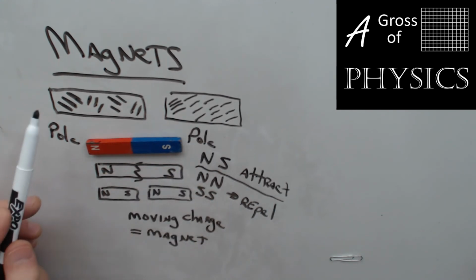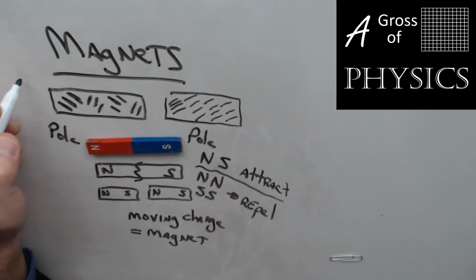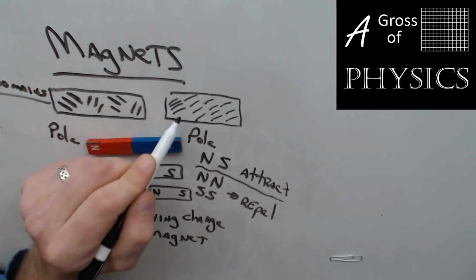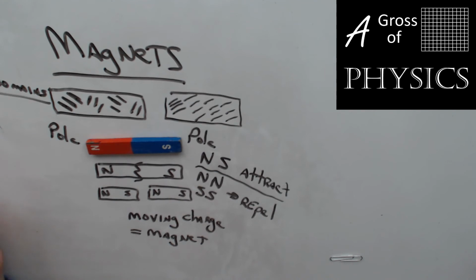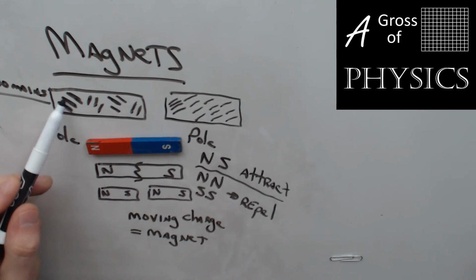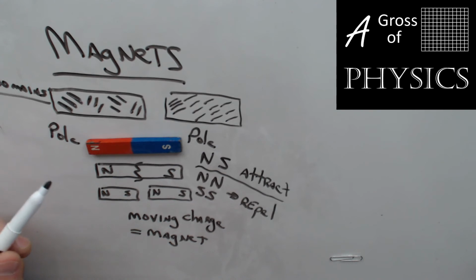And generally, the domains, which I mentioned before, will line up. This would be a magnet. This would be non-magnetic. But we can force the domains to line up in certain materials. Now, some materials are more receptive to lining up. And if we have a piece of steel or iron, we can line up the domains and form what we call a permanent magnet. And that will maintain its magnetic properties for longer.